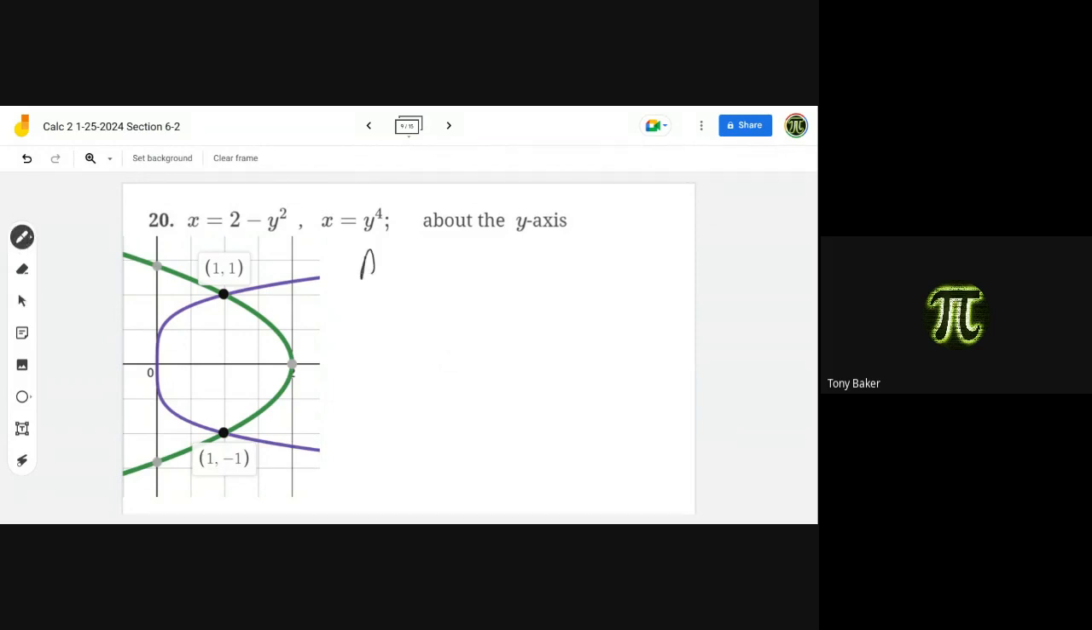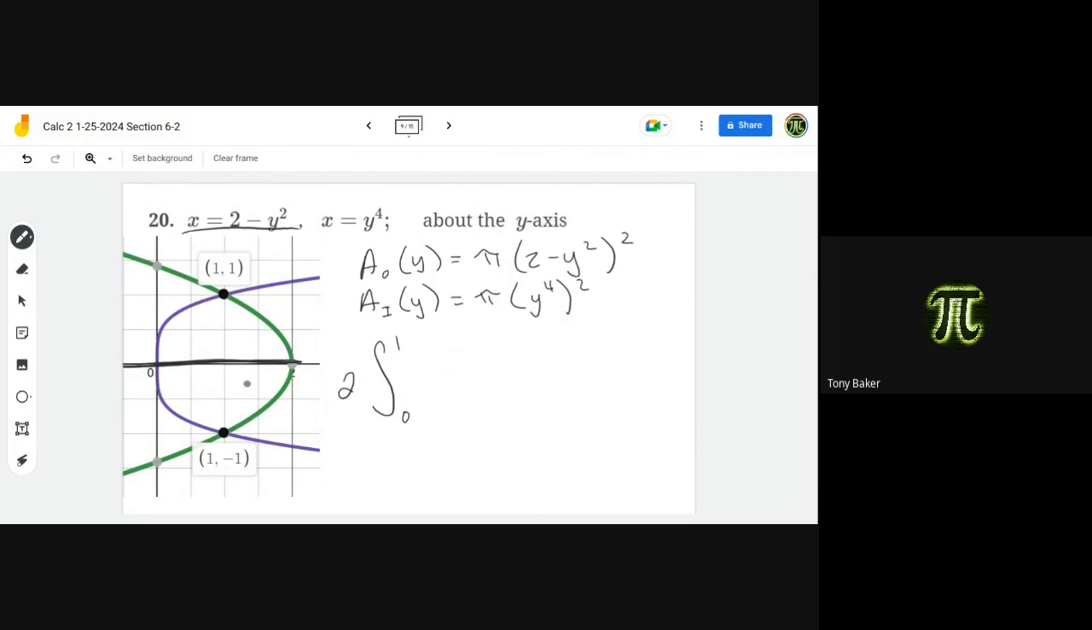So my area, the outer one, is my green one. So I have pi (2 minus y squared) squared. My inner is pi (y to the fourth) squared. And my integral, I'm going to do 2 times the integral from 0 to 1, because I'm just going to cut it in half right there.